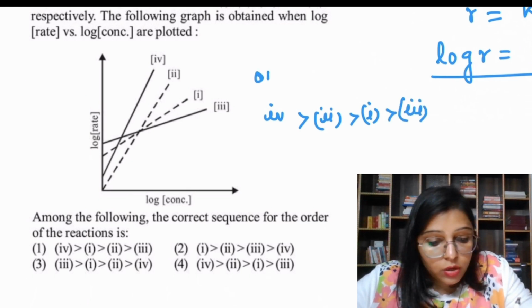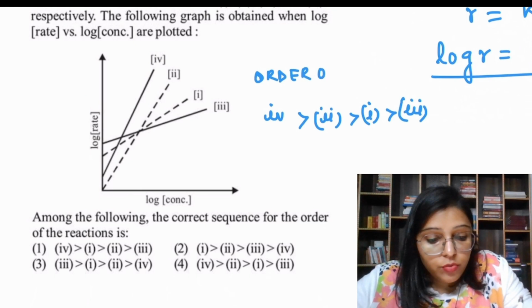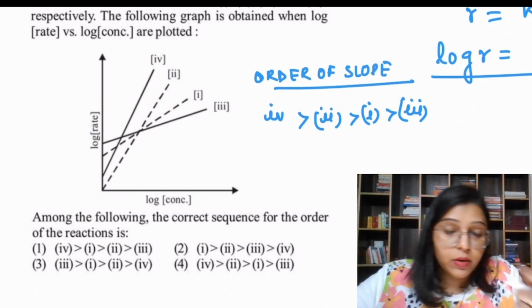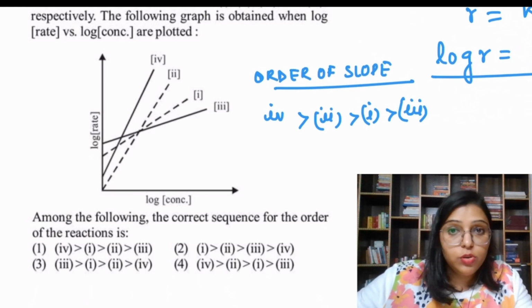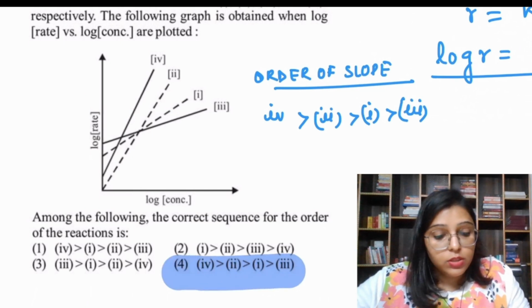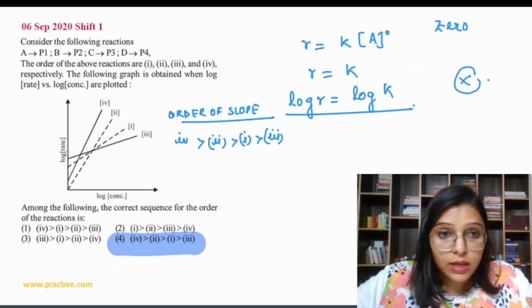So that is the order of slope. Okay, so from the order of slope we can find out the order of the reaction. The curve which has maximum slope is going to have maximum order. So as per this, option number 4 is going to be the correct answer.